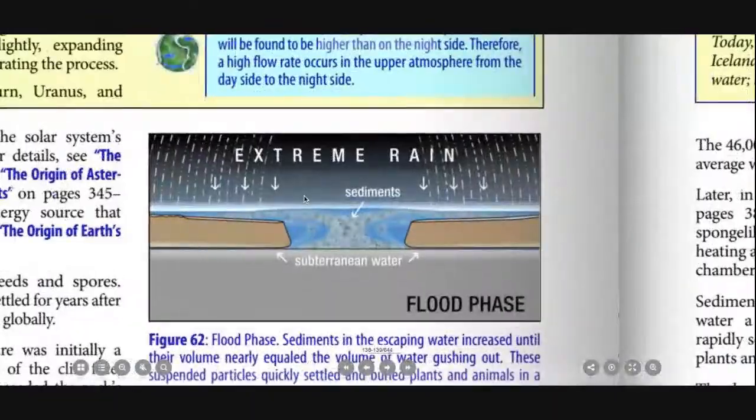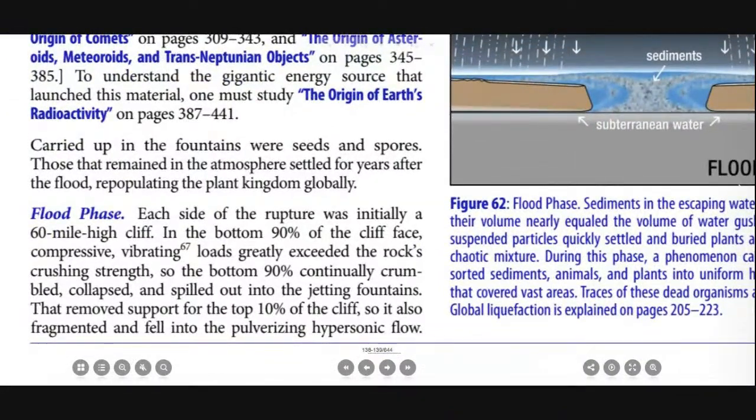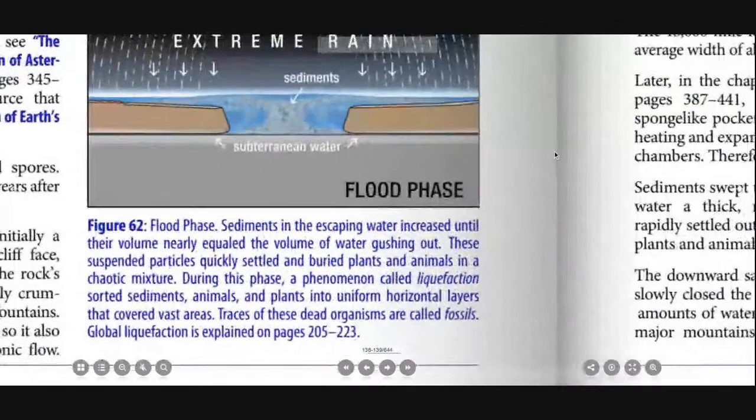The flood phase. Each side of the rupture was initially a 60-mile cliff. In the bottom 90% of the cliff face, compressive vibrating loads greatly exceeded the rock's crushing strength, so the bottom 90% continually crumbled, collapsed, and spilled out into the jetting fountains that removed support for the top 10% of the cliff, so it also fragmented and fell into the pulverizing hypersonic flow.